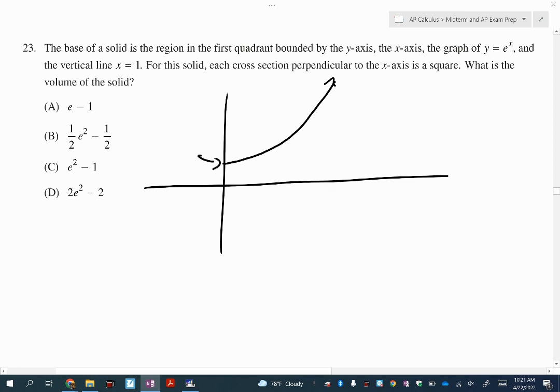Why did I start at that point there? Because when x is 0, what's e to the 0 power? 1. So that point is (0, 1) right there. It also says we have a vertical line at x equals 1. So right here is x equals 1. Here's 0, here's 1. Hey, welcome, Amy.